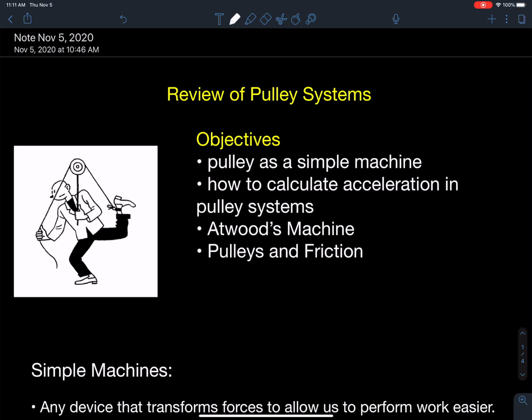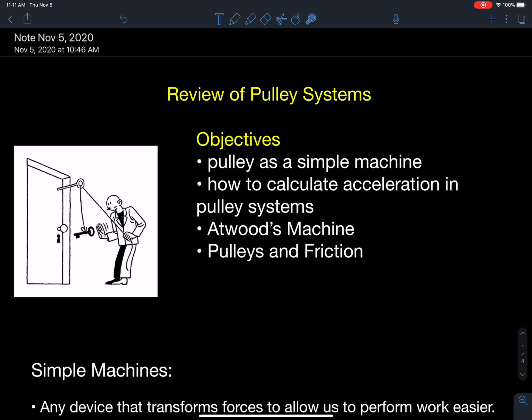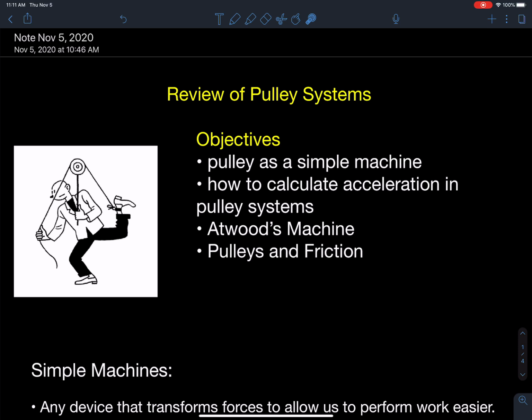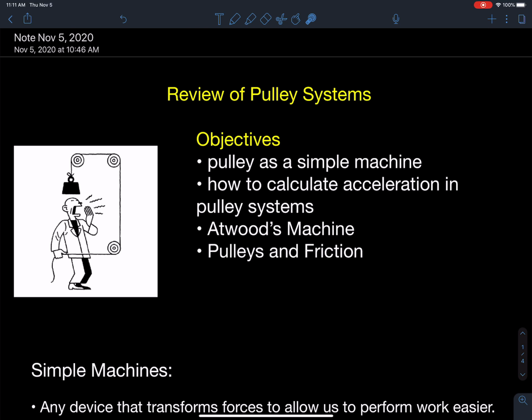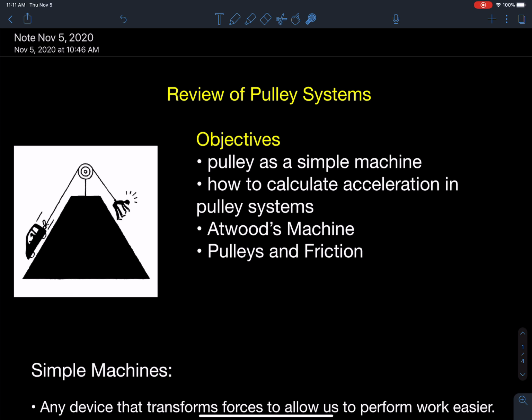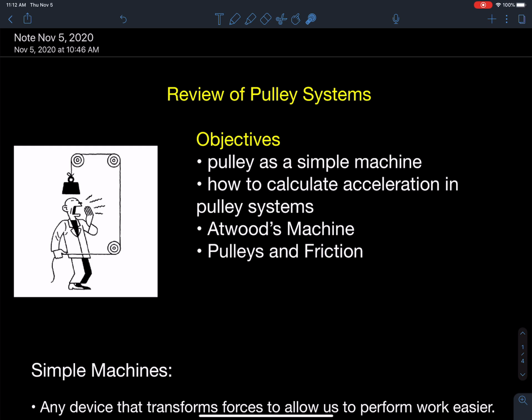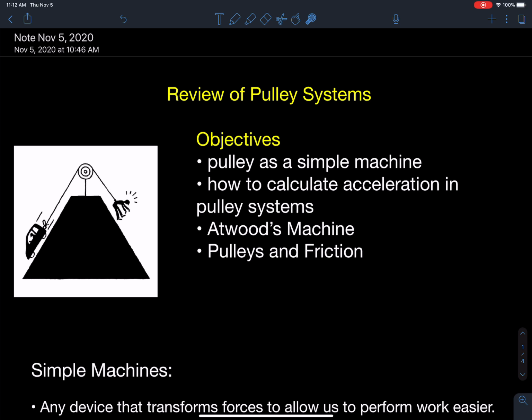We're making a video on pulley systems, a type of system that is common in introductory physics because it's great to learn how to apply Newton's second law. Not only that, we use pulleys in everyday life, as you can see in these videos over here. We use pulleys to transform forces to make our job a little easier to move things around. Your car, for example, if you look in the engine, has a ton of pulley systems.